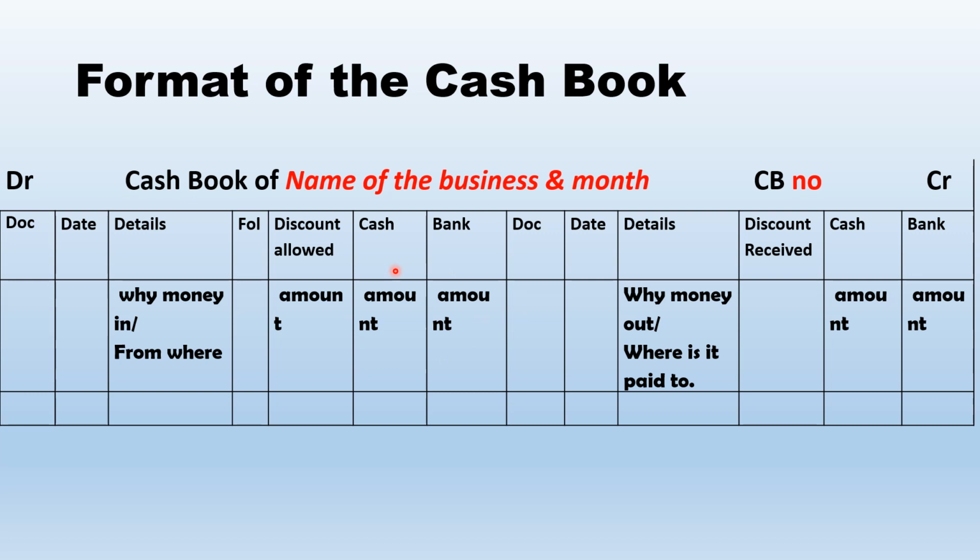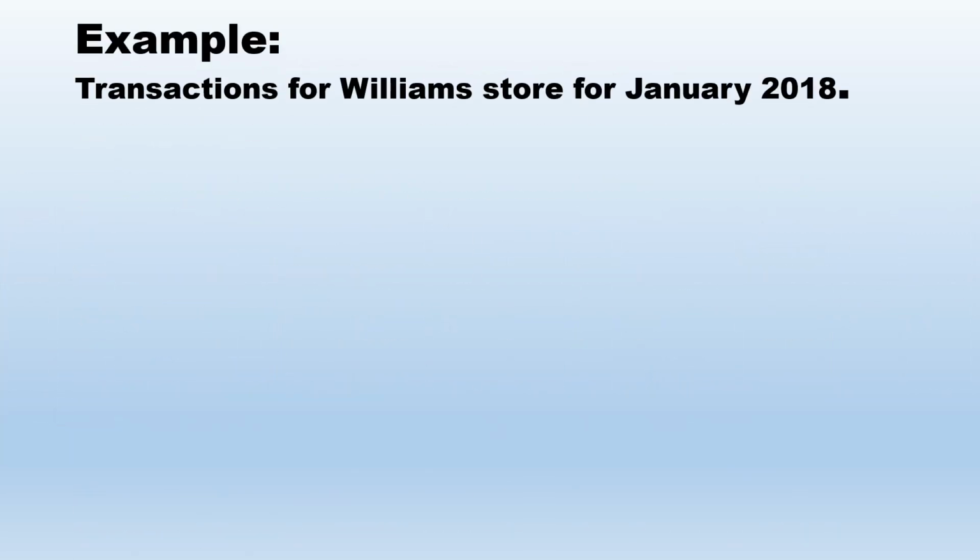And then cash, as we spoke before, here we put in the amount when the transaction was done by cash, and bank when the transaction was done by bank, which means credit card, debit card, electronic funds transfer or bank transfer. All right, now let's look at some examples.